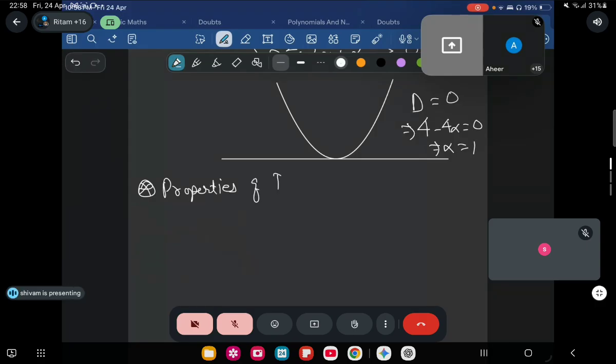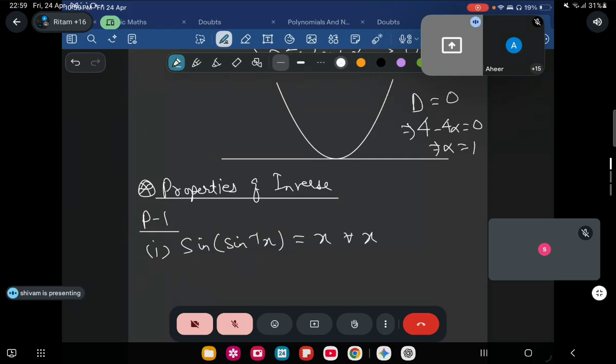Properties of inverse. Okay. Property number 1. Sine of sine inverse x will be equal to x for all x belongs to -1 to 1.